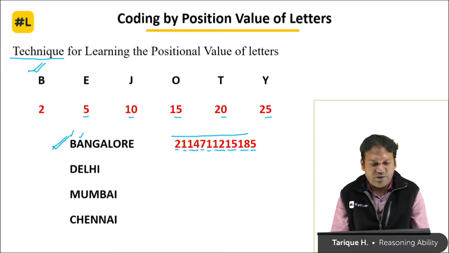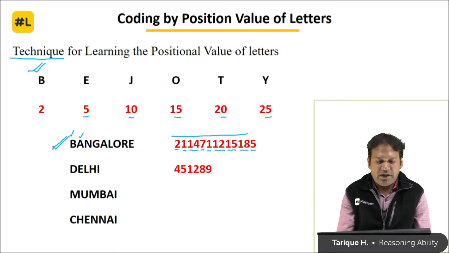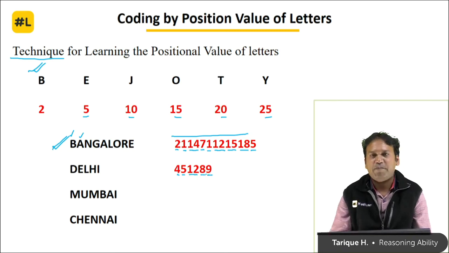Now what is the answer for Delhi? How fast you can do it? That's the main question. How fast we can code? How fast we can find out the positional value of letters quickly? What is the code for Delhi? 4 5 12 8 9. D is 4, E is 5, L is 12, H is 8 and I is 9.